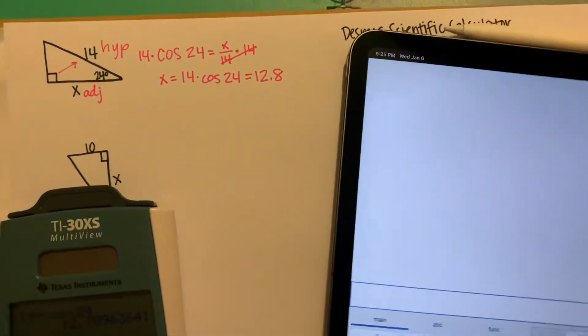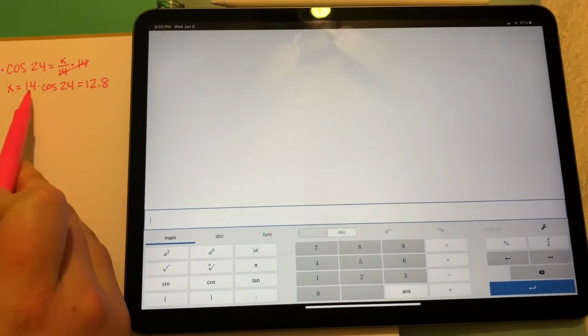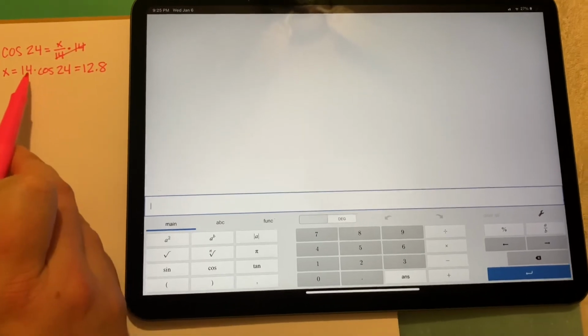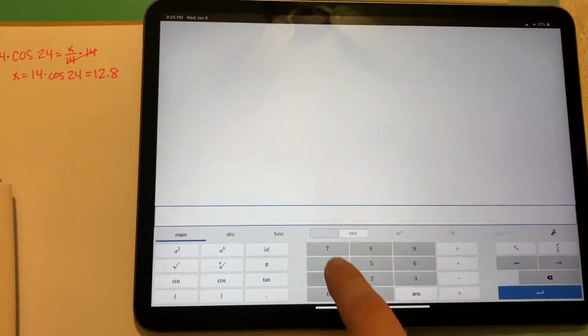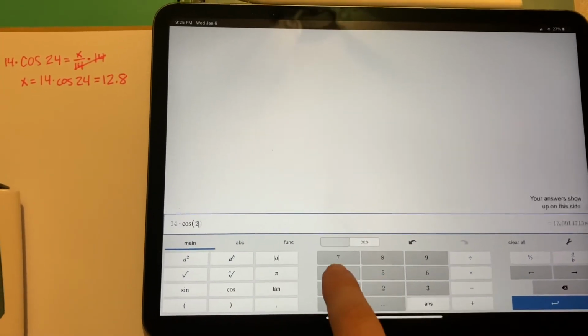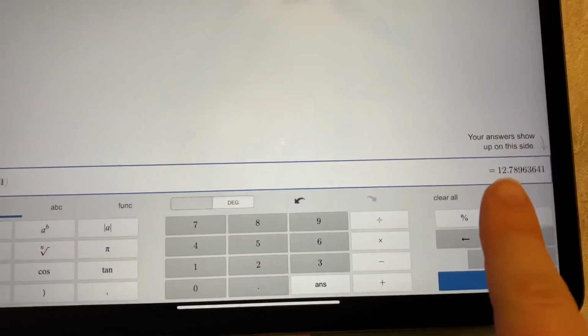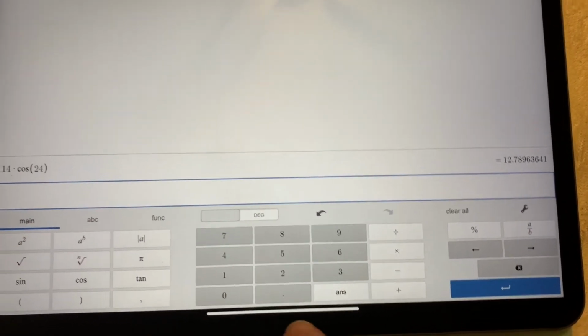If you're doing it on a Desmos calculator, it is pretty much the same thing. So this is what I'm typing in, and I'm going to type it in just like it shows it here. So 14 times cosine 24. Okay, and here's your answer over here. I'm going to enter to get to the next one.